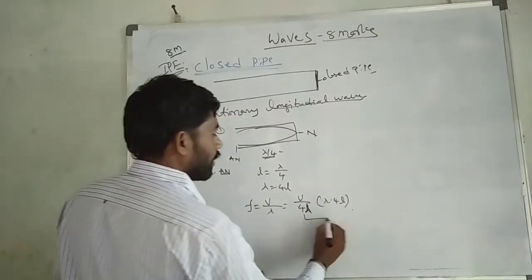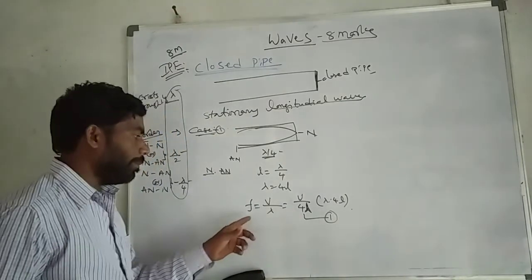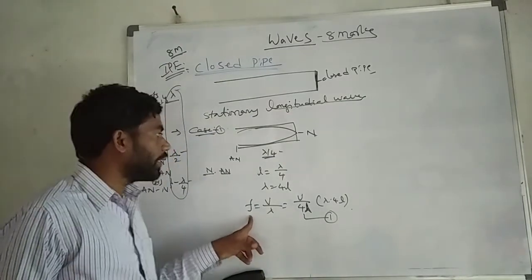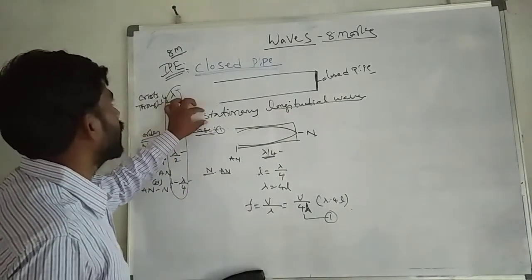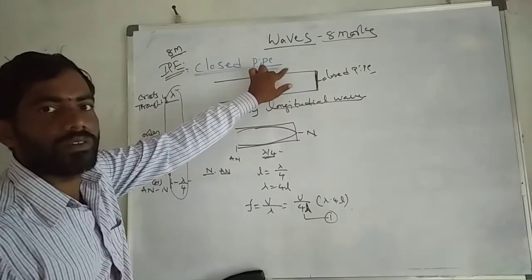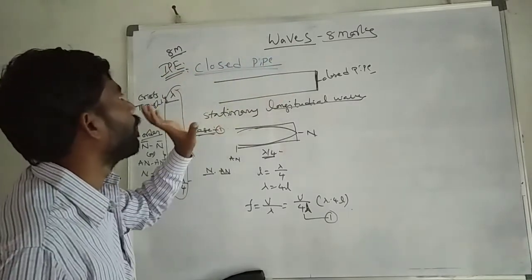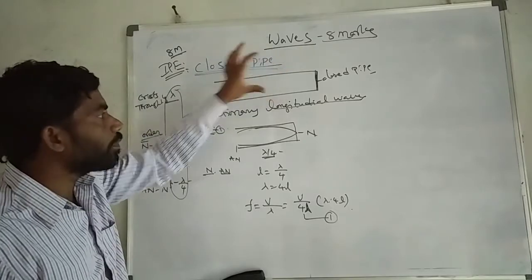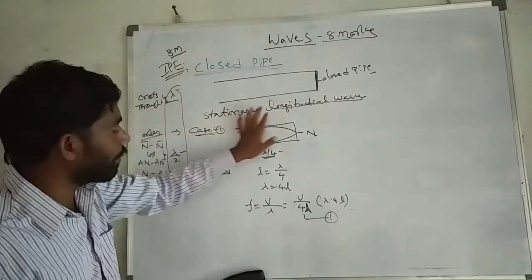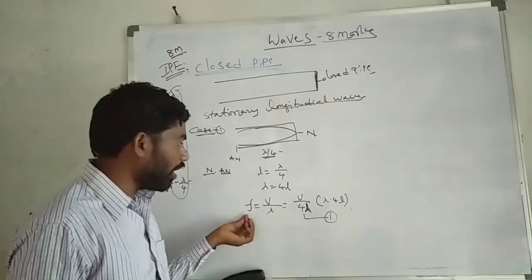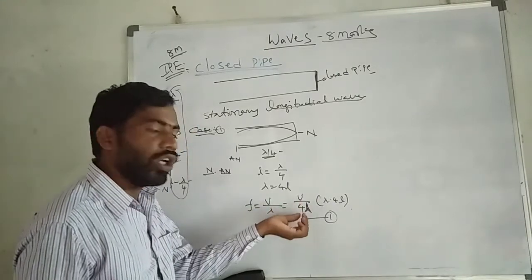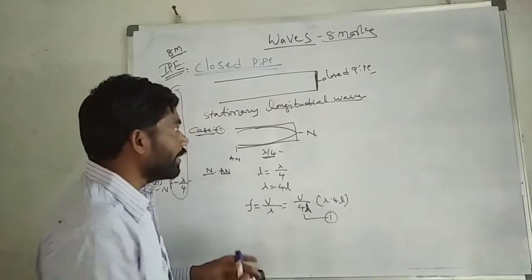This is the primary or fundamental frequency in the closed pipe stationary wave. In the closed pipe stationary wave, the primary or fundamental frequency F equals V by 4L.